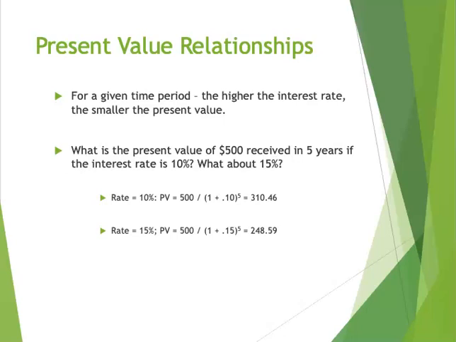So at a 10% interest rate, our present value would be the future value, which is 500, divided by 1.1 to the power 5, giving us $310.46. But now, if we increase our interest rate to 15%, we would do 500 divided by 1.15 to the power 5. So our time horizon is the same, our future value is the same. The only difference is in our interest rate, and that leads us to $248.59. So we can see that the higher the interest rate, the lower the present value.